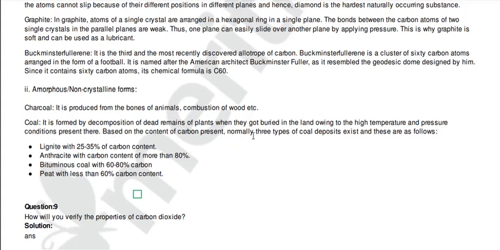Based on the content of carbon present, normally 4 types of coal deposits exist, and these are as follows. Lignite with 25 to 35% of carbon content. Anthracite with carbon content of more than 80%. Bituminous coal with 60 to 80% carbon. Peat with less than 60% carbon content.